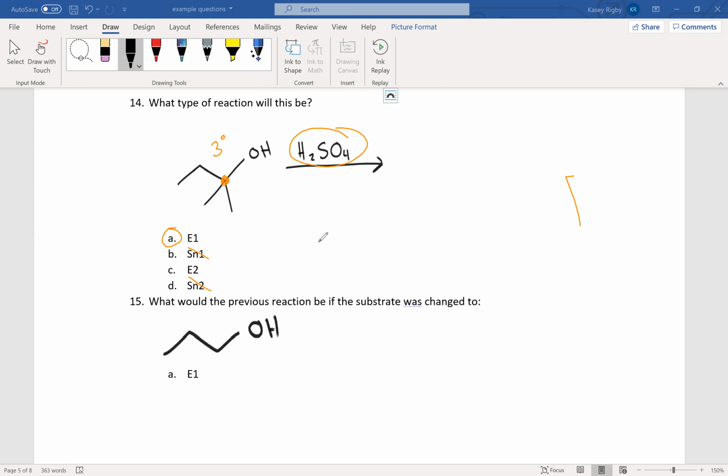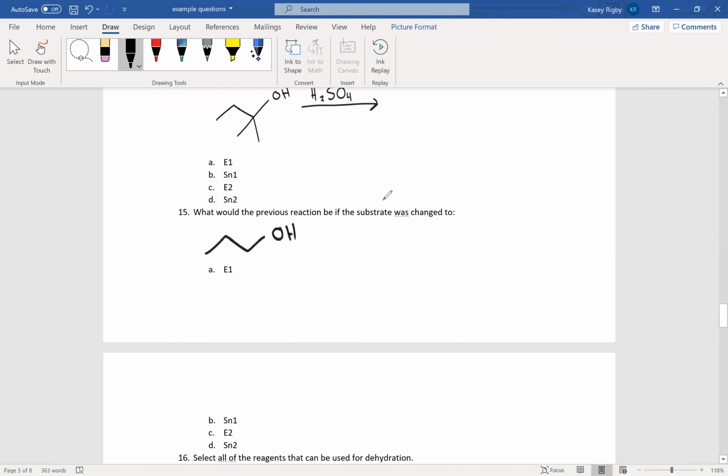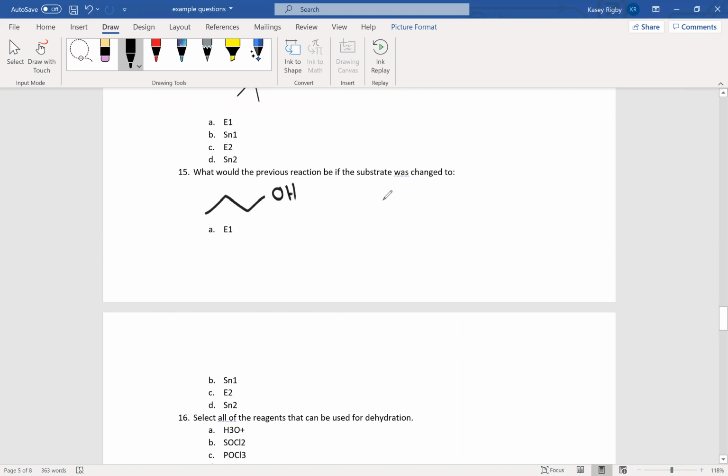E2 would be undergone if instead of having this alcohol, we had this primary alcohol right here. Does that make sense to everybody? All right. So what would the previous reaction be if the substrate was changed to this?